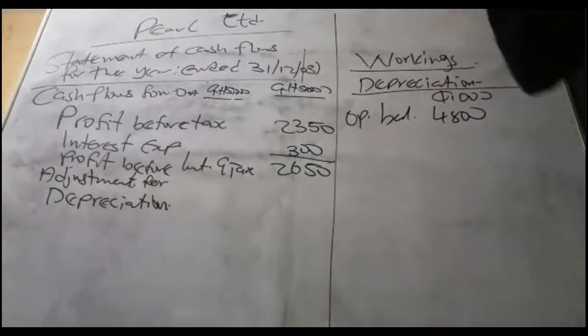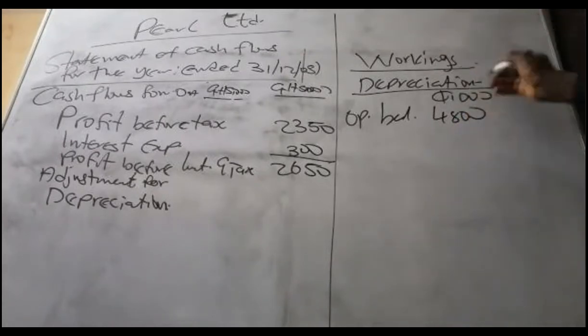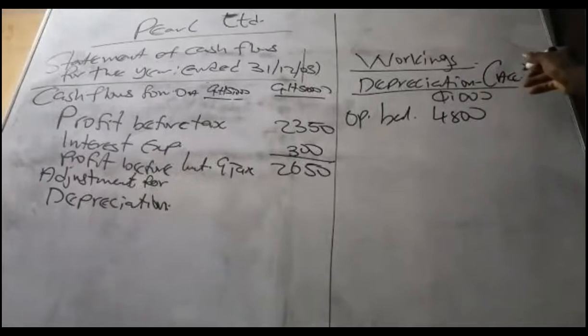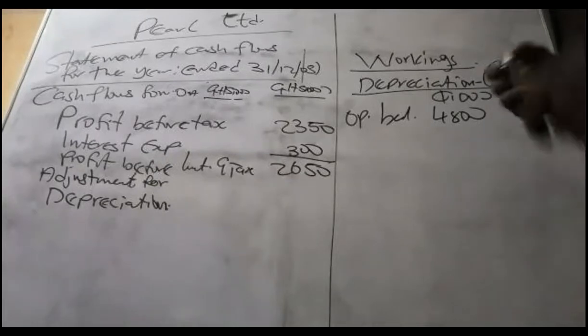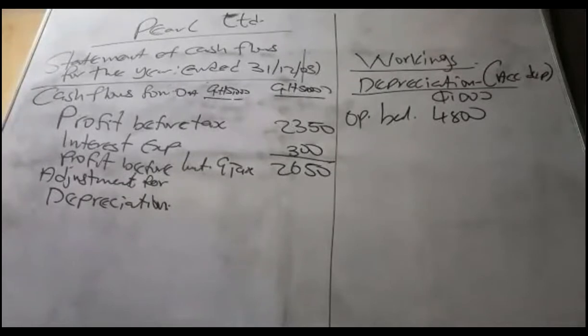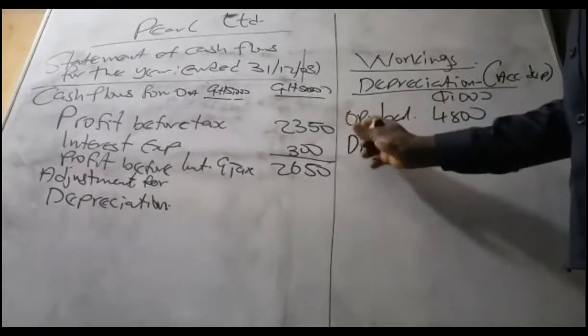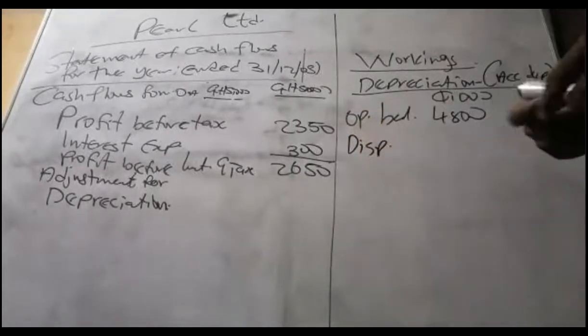Yes, opening balance of the accumulated depreciation. So accumulated depreciation, that is it. Great. Now what do you do next? Ask yourself, is there any disposal? So what's the accumulated depreciation of the disposed assets?